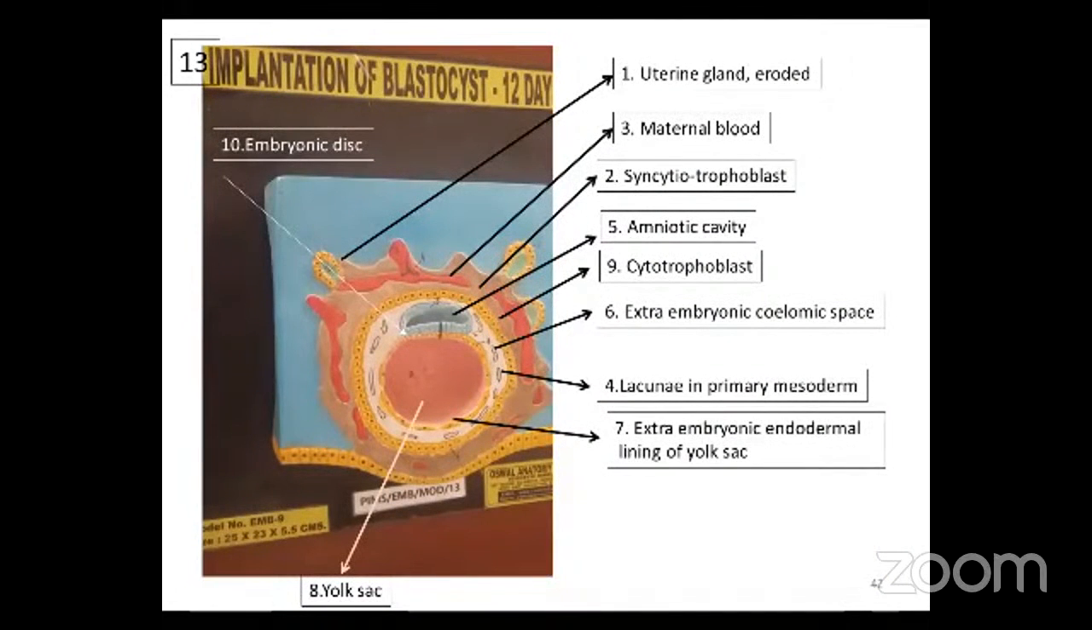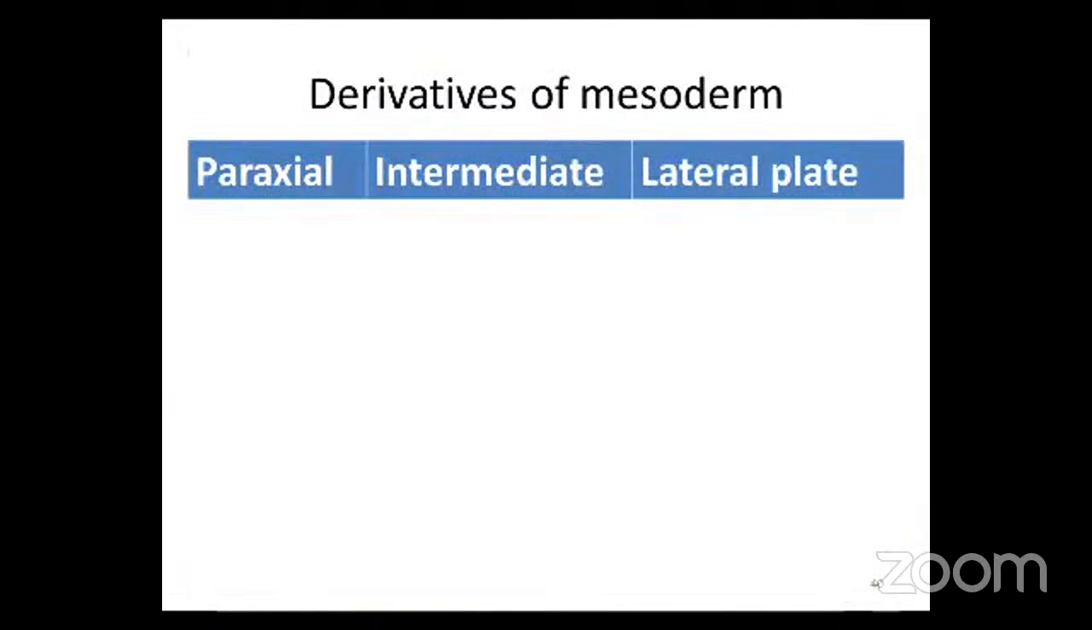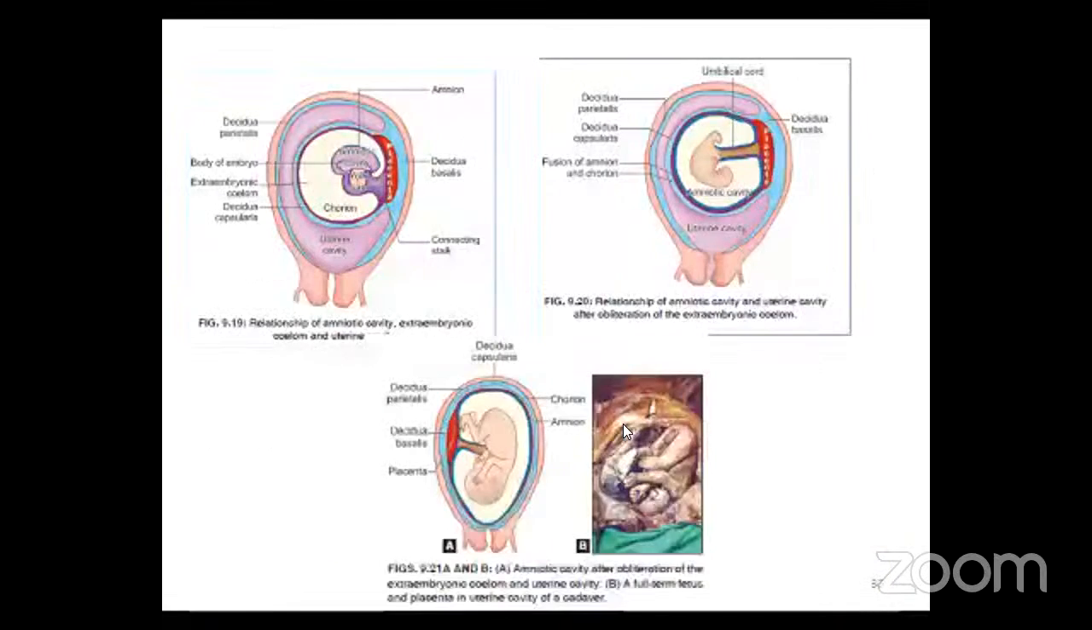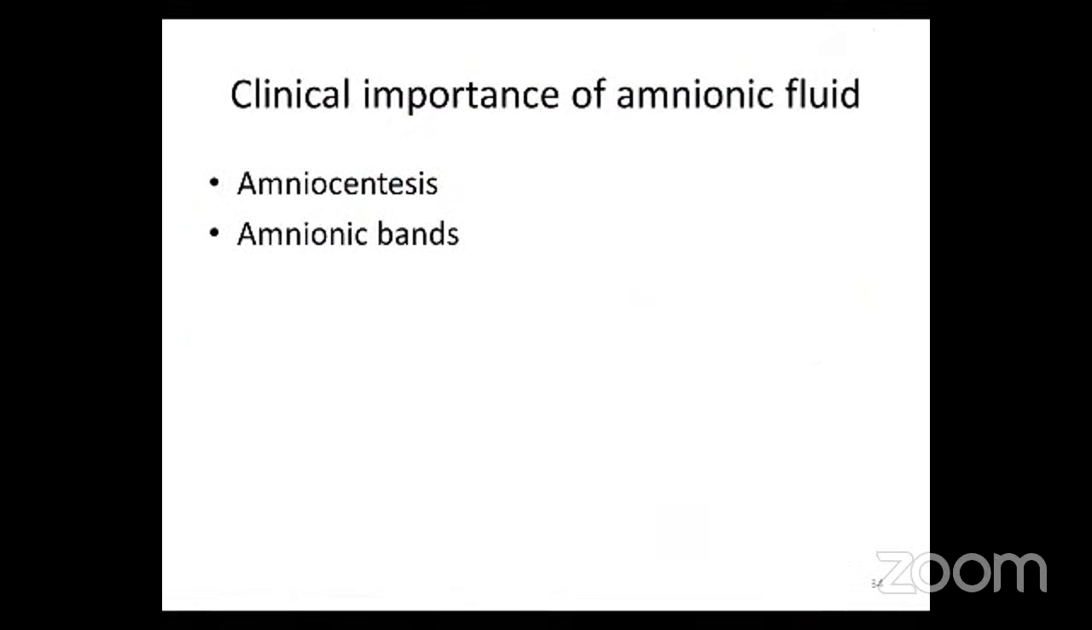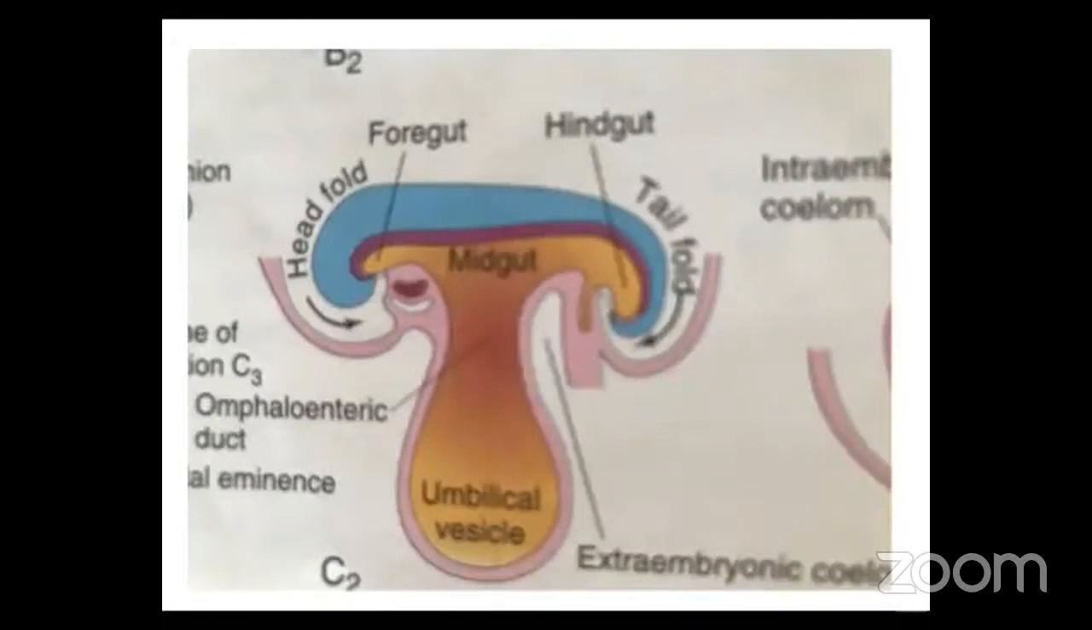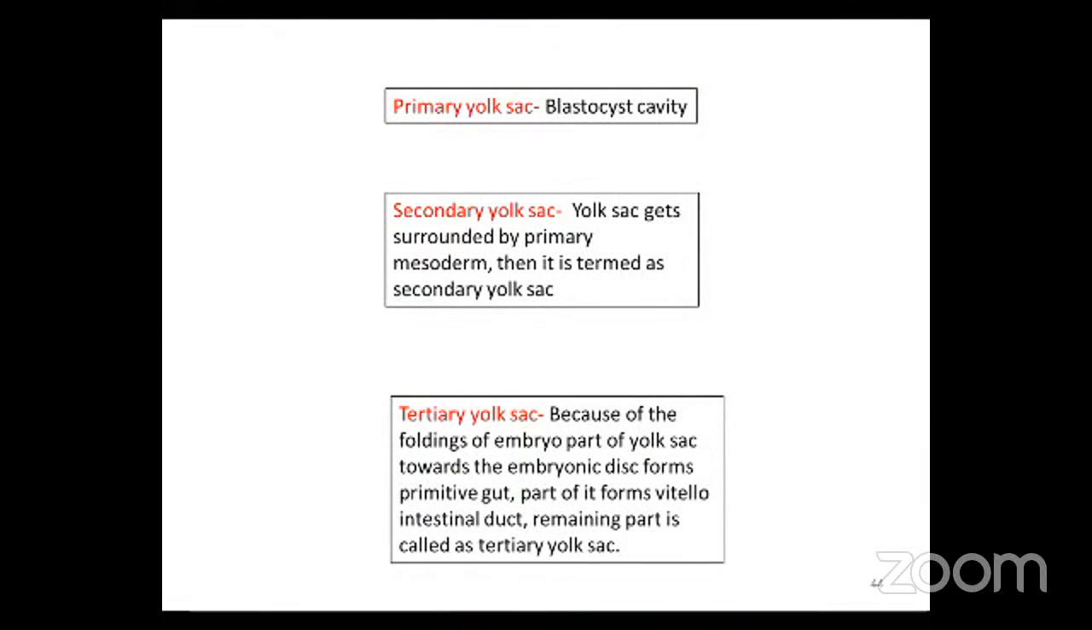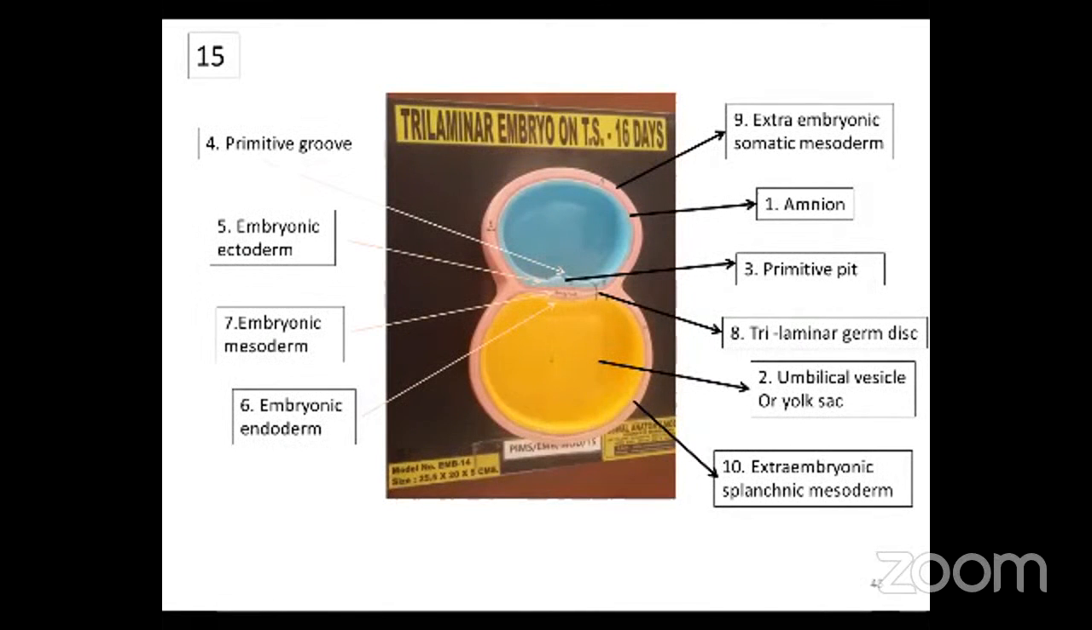This also we have seen implantation of... So we are seeing this implantation, primary, secondary, and tertiary yolk sac. This tertiary yolk sac is also known as definitive yolk sac. Yes, this model we have seen just now.